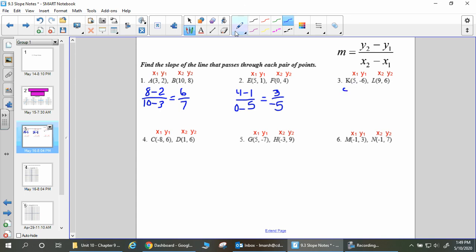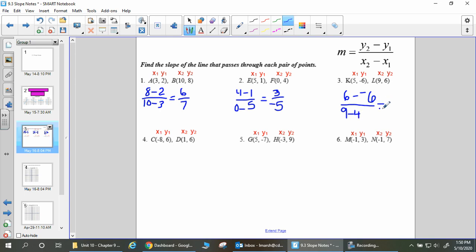y2, sorry, that should be a 6. Let me fix that. There we go. So y2 is 6 minus y1 is negative 6. So this minus sign is from my formula. So behind it, I need to now put a negative 6 over x2 is 9 minus 4.